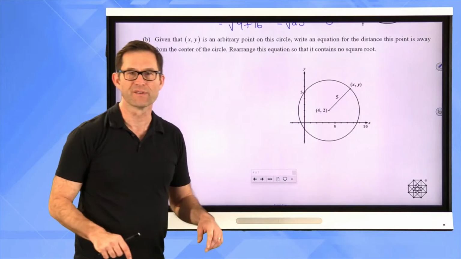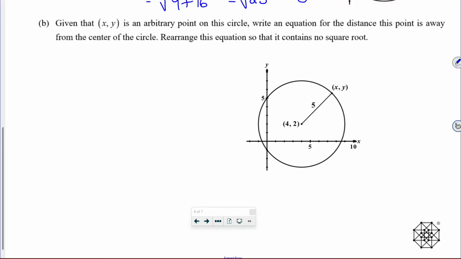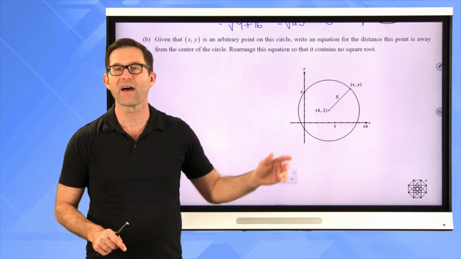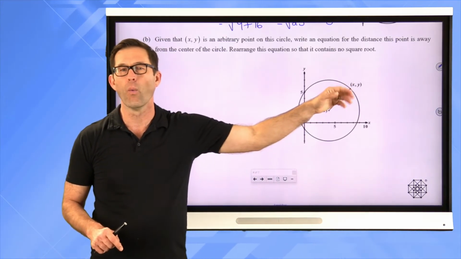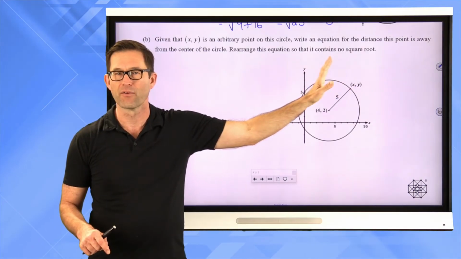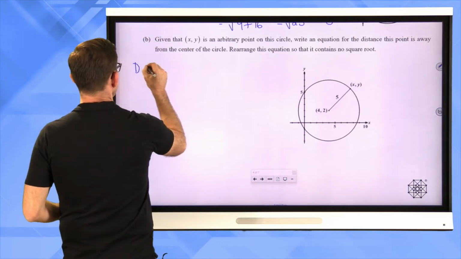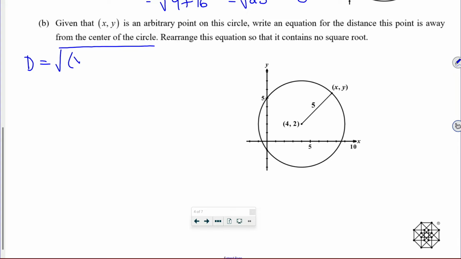Now let's take a look at letter B. Let's come up with the equation for this circle. Letter B, given that (x, y) is an arbitrary point on this circle, write an equation for the distance this point is away from the center of the circle. Rearrange this equation so it contains no square roots. In other words, I now want to use the distance formula, but instead of having (4, 2) here and (1, -2) here, I just have (x, y) here. So the distance in this case is going to be the square root of (x minus 4) squared plus (y minus 2) squared.